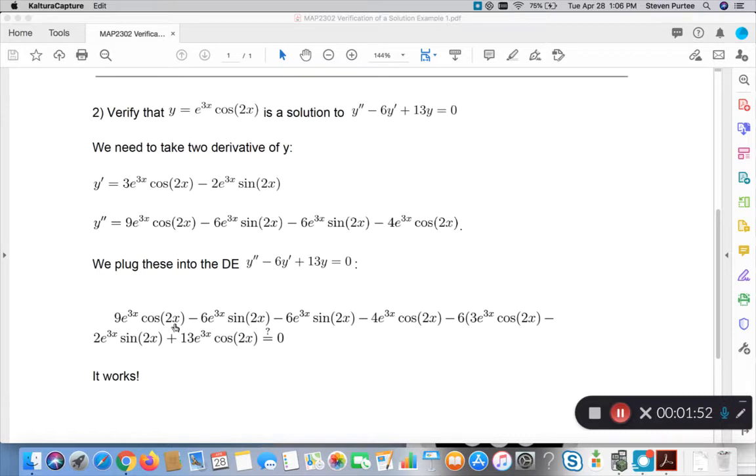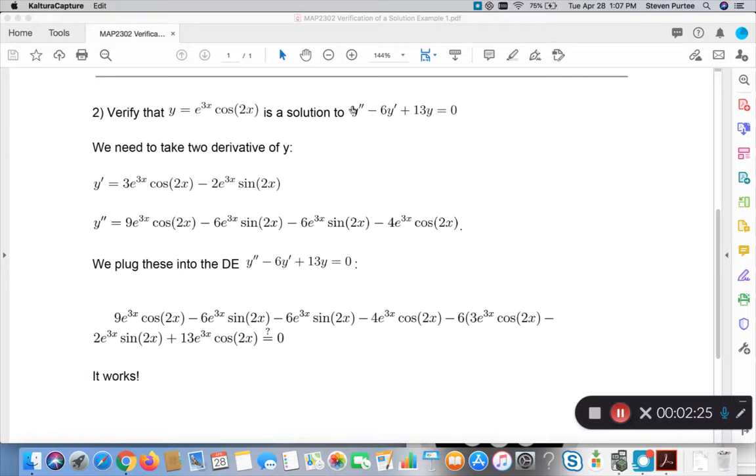Okay, here's a more complicated one. Much more complicated. I want to verify that this nasty looking thing is a solution to this second order linear differential equation with constant coefficients, by the way. My coefficients here are 1, negative 6, and 13. This is second order. It is linear because I don't have any nonlinear version of y. No y squareds, no e to the y, no cosine of y.